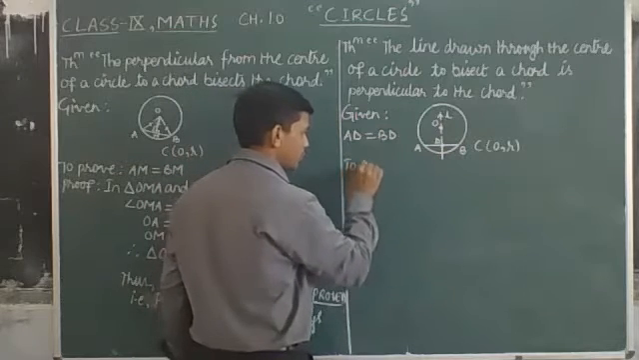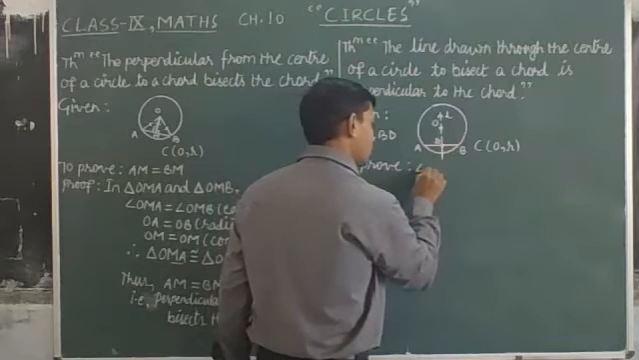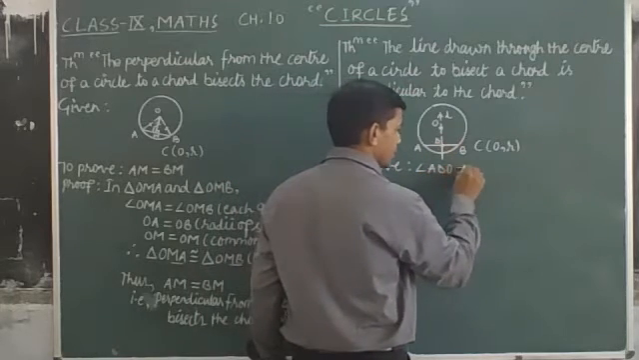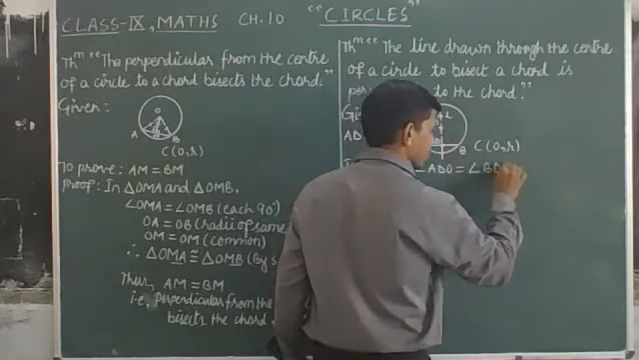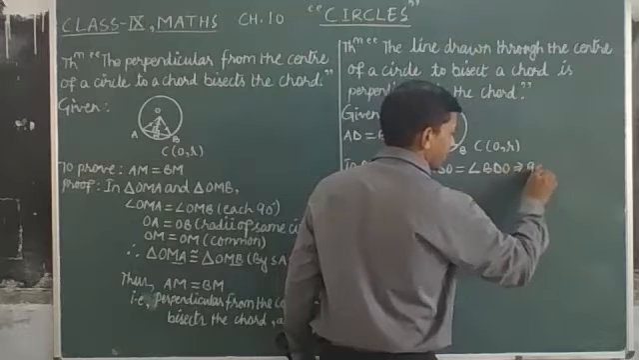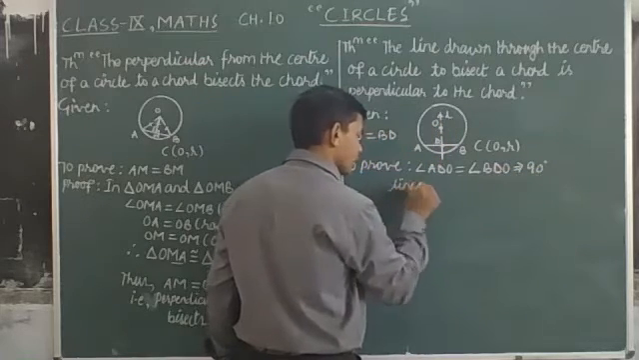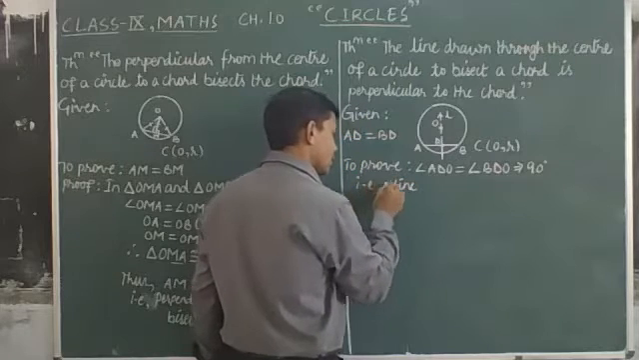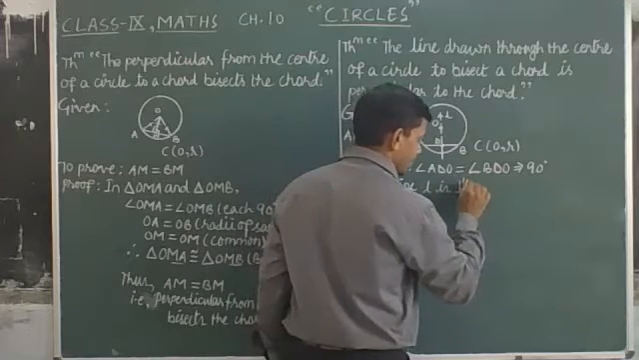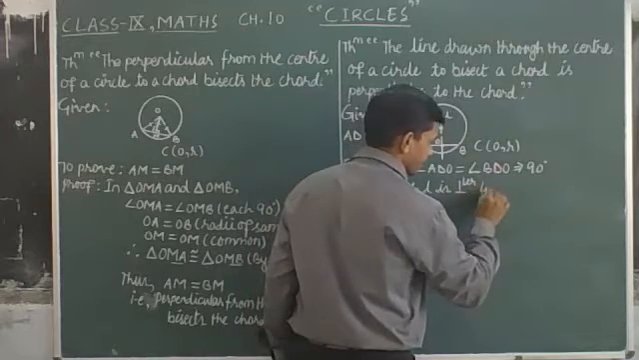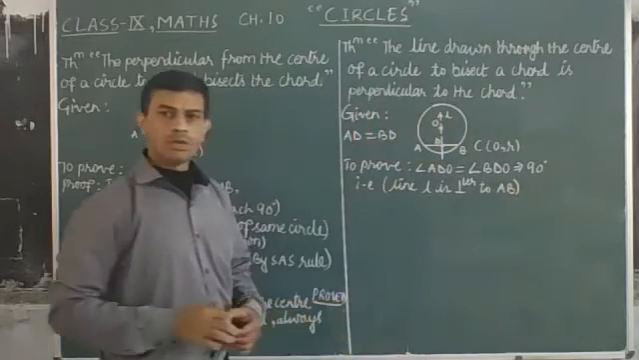So we have to prove this angle ADO is equal to angle BDO, and each is 90 degrees, so that line L is perpendicular to the chord AB. So let's prove it.